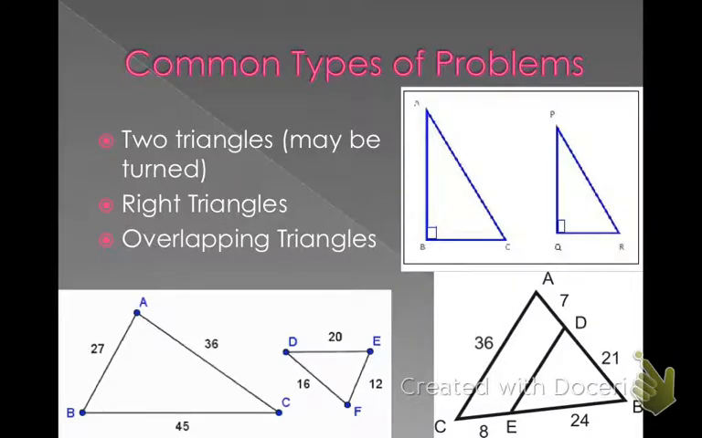Two triangles may be turned or rotated or reflected or any sort of transformation in addition to being similar. We might have 2 right triangles, so we need to use the Pythagorean theorem. And you might have 2 triangles that are overlapping each other.